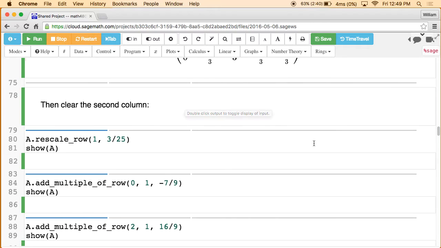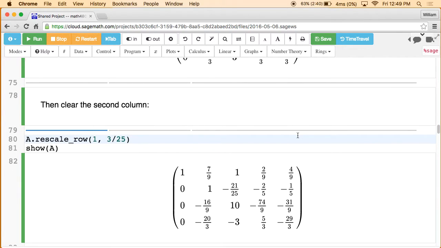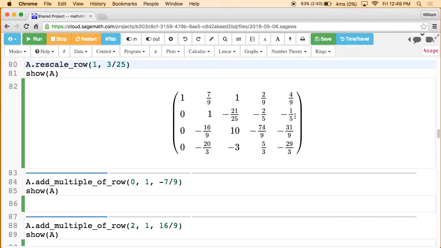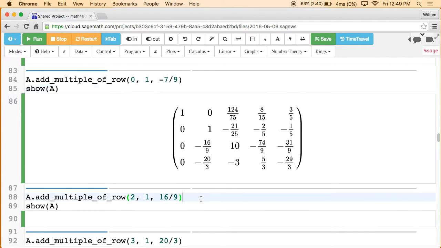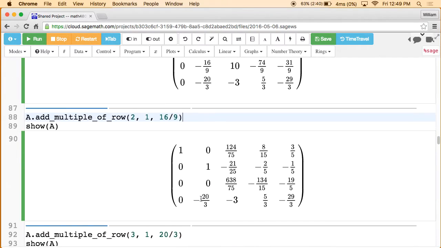And let's just keep doing that. Let's take the second column. I've now rescaled the second row, so it starts with a 1, and now I clear the second column. It's very important to do this in order, because we're mutating A as we go.